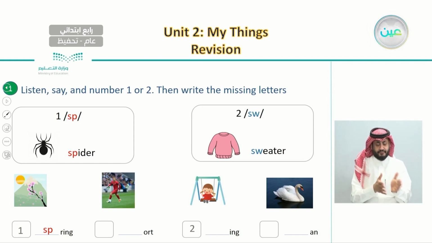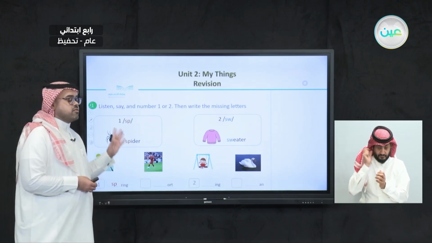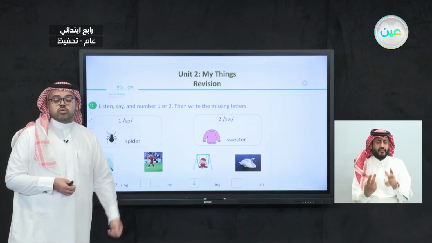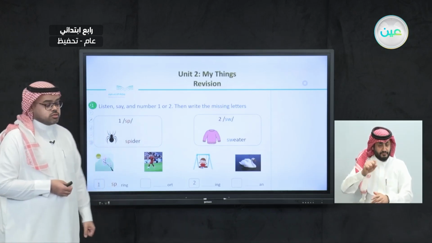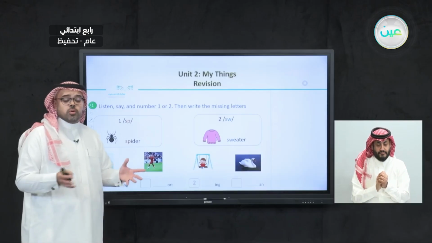Now let's listen for the second word, and we will do exactly the same. We're going to decide whether the following word has the first or the second sound, and then we're going to write down the missing letters. So the second word is sport. Sport. Say after me. Sport. So the second word is sport.